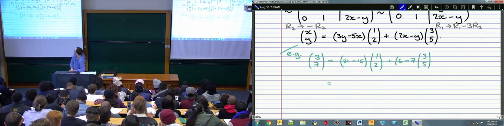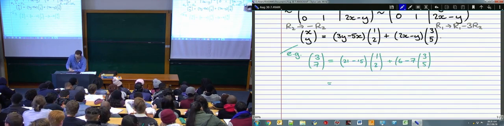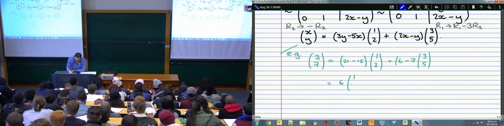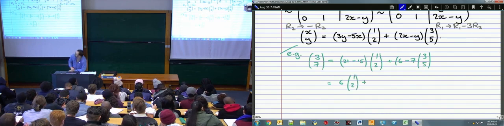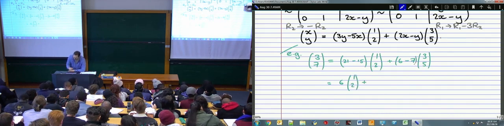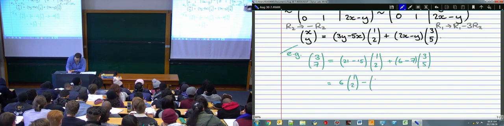Let's just check what we have here. 21 minus 15 is 6. We get 6 times (1, 2), plus, okay, I dropped a bracket there, that'll be minus 1, so let's just make that minus (3, 5).